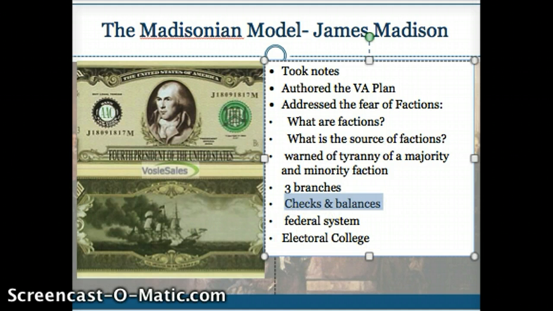We also further protect against factions by having a federal system. So we allow power to be shared between national and state levels of government. A faction may take over a state government, but the likelihood that it will take over enough state governments to change the Constitution is highly unlikely.